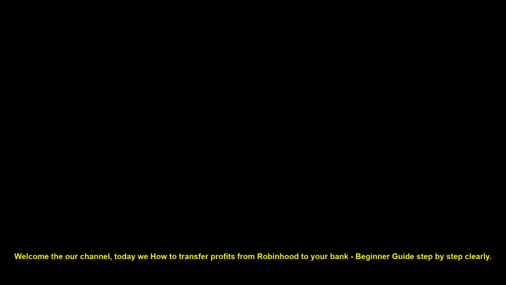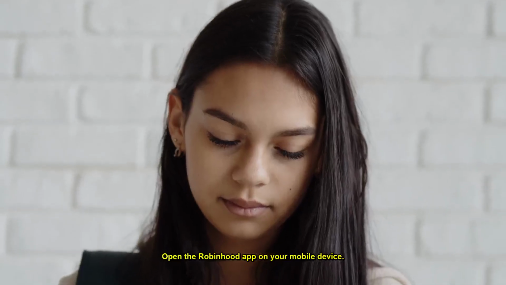Today we'll show you how to transfer profits from Robinhood to your bank, a beginner's guide, step by step, clearly. Open the Robinhood app on your mobile device. Log into your account using your credentials. Navigate to the account icon located in the bottom right corner. Select transfers from the menu options. Tap on transfer to your bank.